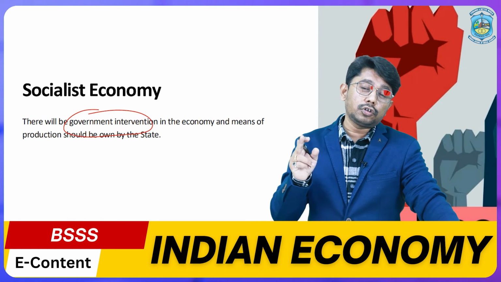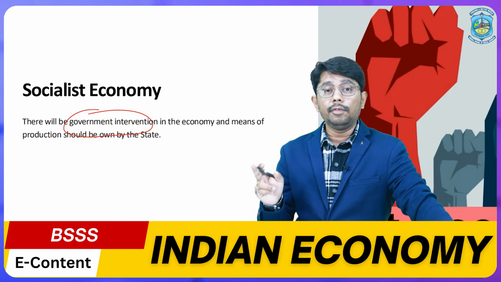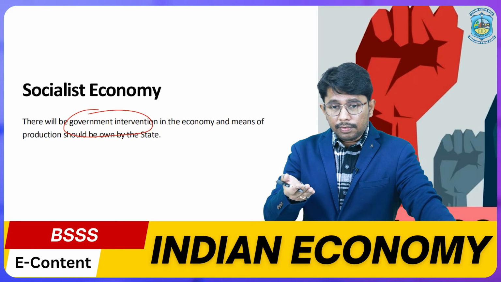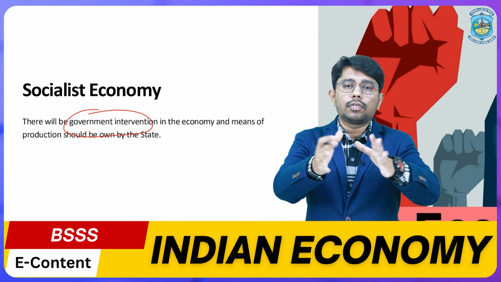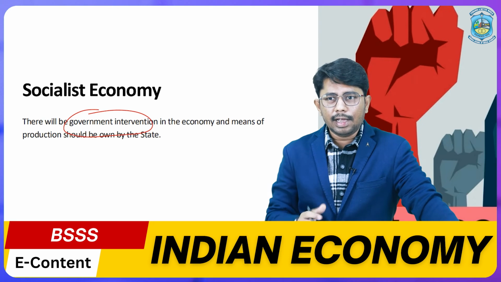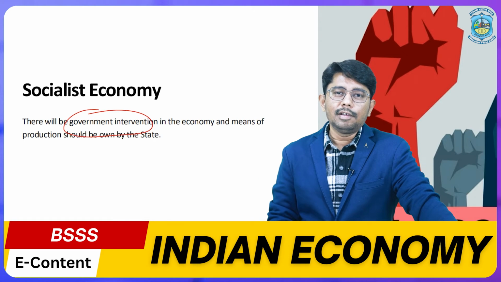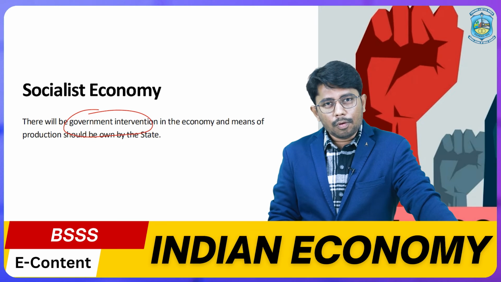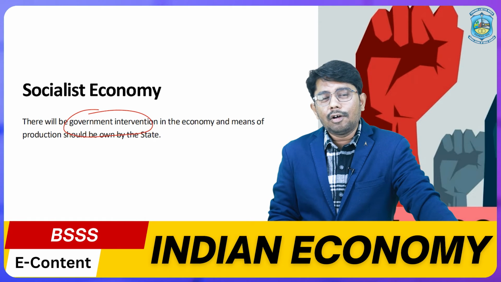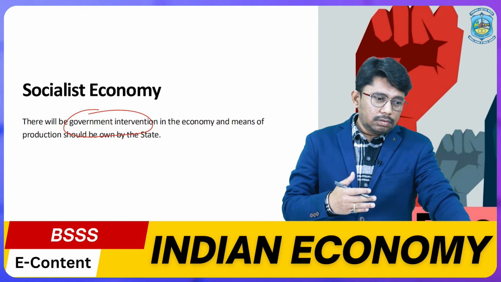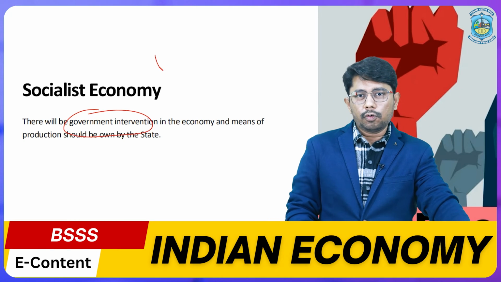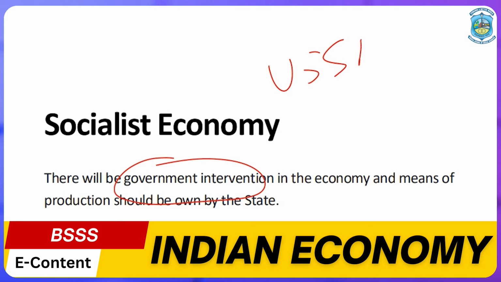Previously, the means of production were owned by private individuals. Now, government will take responsibility to own the production and they will distribute resources equally in the society, and that's how the socialist economy works. And I know the question in your mind: can you give any example of a socialist economy, sir? Right now there is no pure socialist economy as of now.